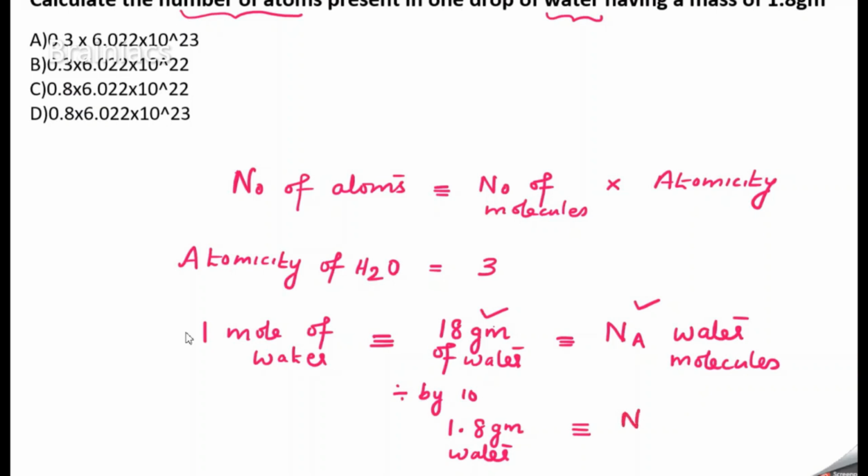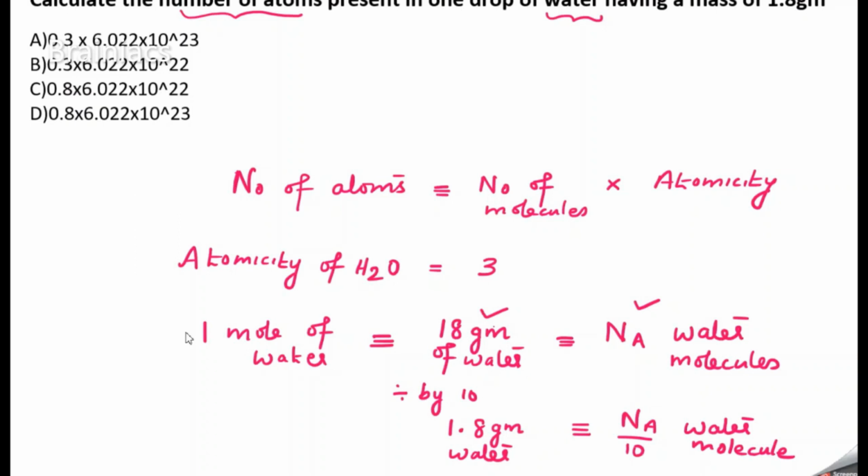So this will become 1.8 gram water, and to divide it on the RHS also, this will become Na by 10 water molecules. Correct? So the advantage here is, 1.8 gram of water will have how many water molecules? Na by 10, Avogadro number divided by 10 water molecules. So we have found out 1.8 gram of water has how many water molecules. Now we need to just substitute in the above formula.